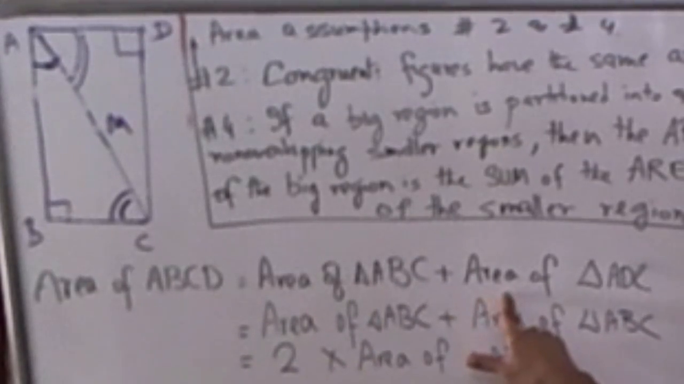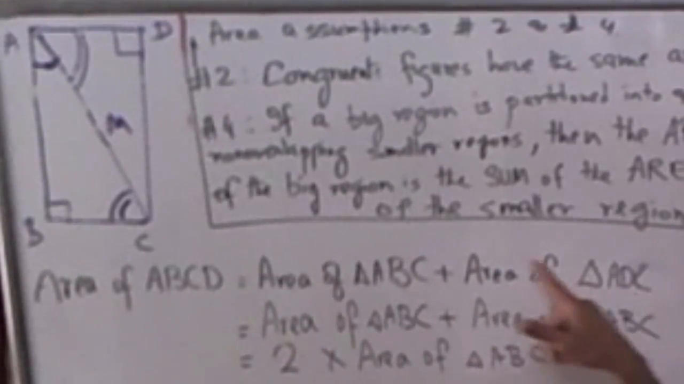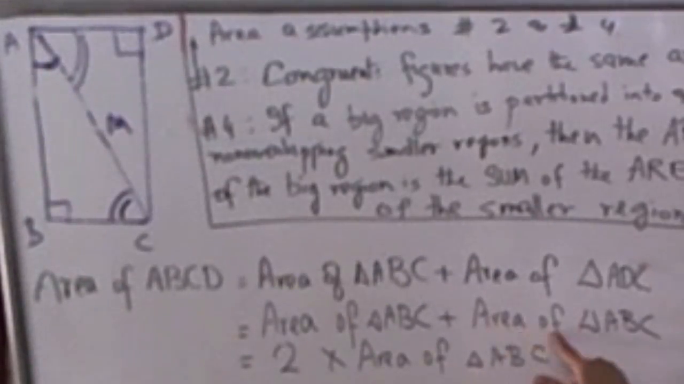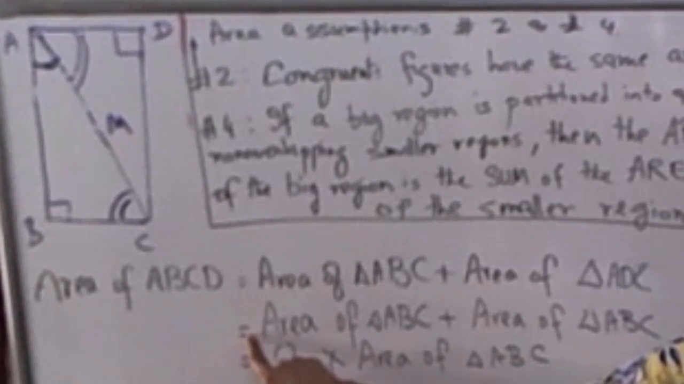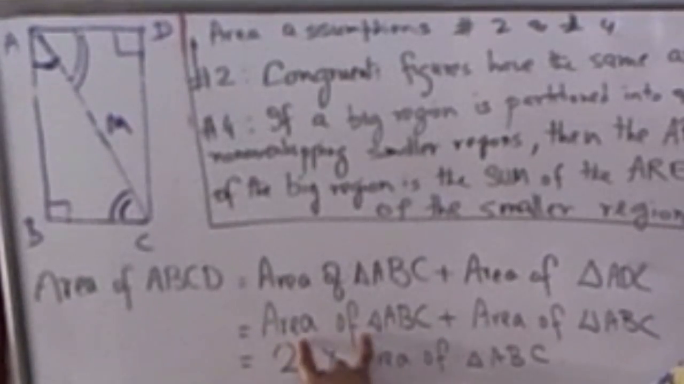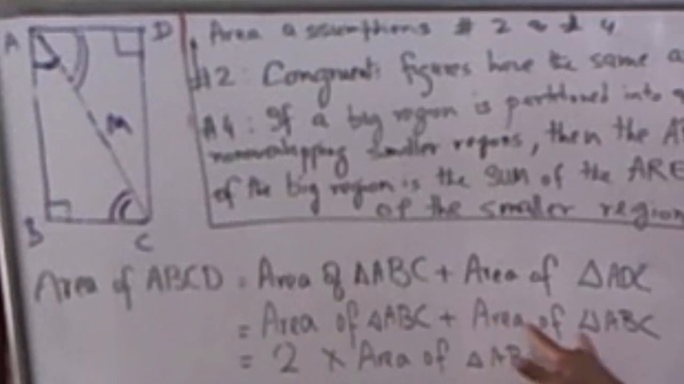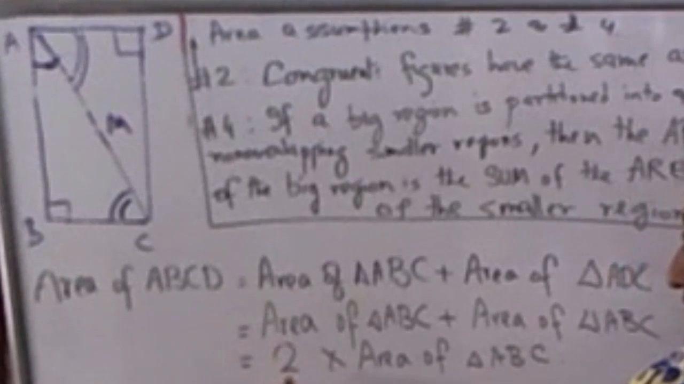I'm adding two numbers here. This number is exactly the same as this number. By our argument, area of triangle ADC is exactly area of triangle ABC. So that's why I can put that equality sign. Now we put another equality sign and see if we can simplify this expression. We are adding two numbers that are exactly the same, area of triangle ABC and area of triangle ABC. So we can write that as 2 times area of triangle ABC. So what we have now is area of ABCD is exactly equal to 2 times area of triangle ABC.